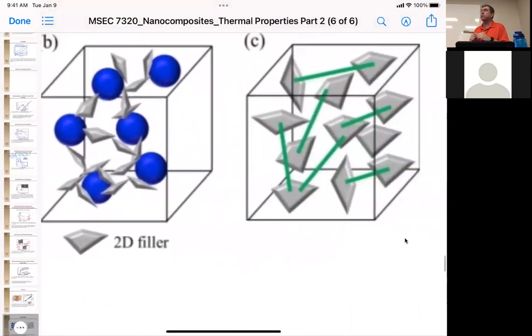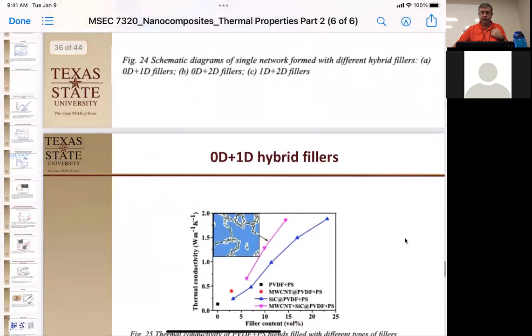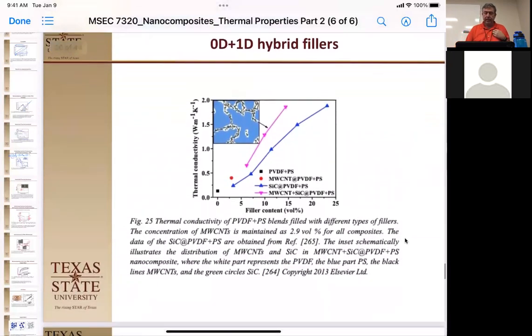And then, of course, the last one would be the one we've already looked at with graphene and multi-walled carbon nanotubes. In the graphene multi-walled nanotubes, we saw that the 1D and the plates had an enhanced effect to a certain point, and then aggregation took over. Okay, so let's look at the 0D, 1D hybrid. And in this case here, we're going to use polyvinylidene difluoride and polystyrene blends. And the fillers that we're going to be using are, let's see, silicon carbide.